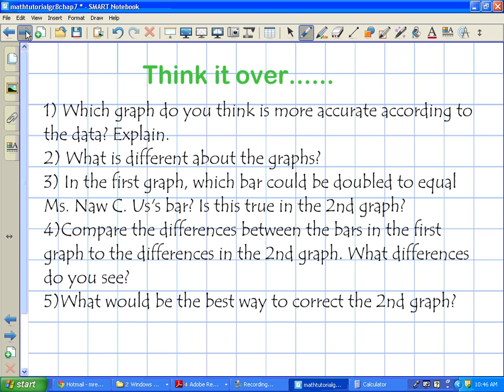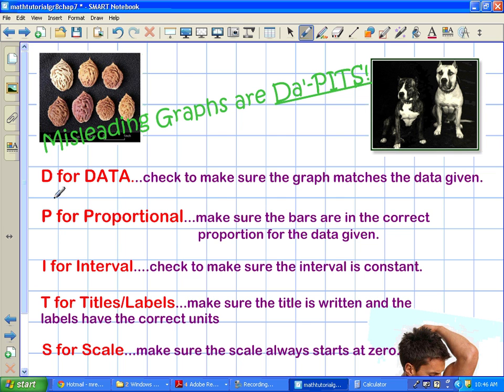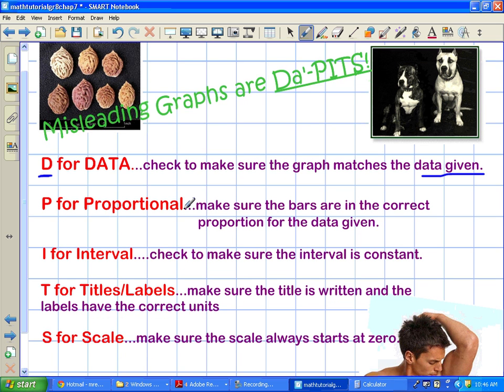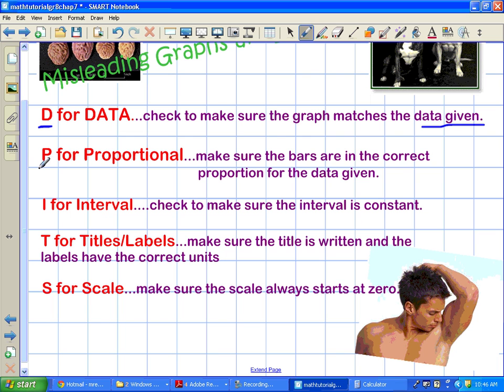Okay, so let's look at this one here. What does the D pit stand for? D is for data. First of all, you have to make sure they're actually using the data that's given. Sometimes it can be smudged or fudged by not including all of the data, leaving something out. The next one is proportional. Make sure the bars are in the correct proportion for the data given. Make sure they didn't switch the size of their things like that.